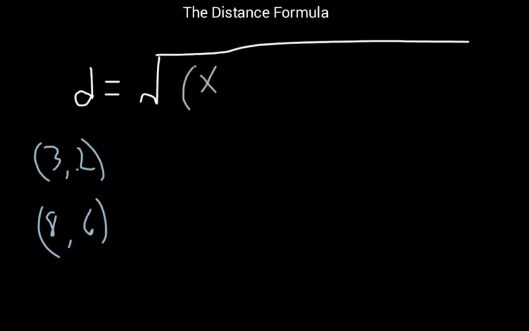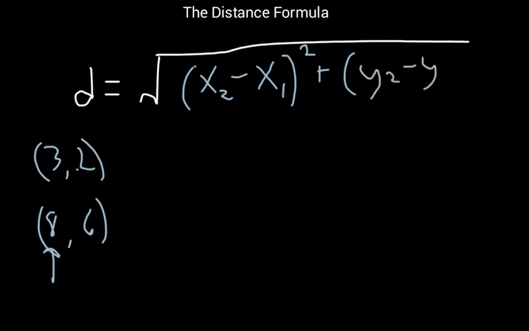the difference of the x coordinates, x2, which we'll call this x2 right here, 8, minus x1. This is just a subscript, it doesn't mean to a power, it just means we've got 2 x coordinates, one of them is 8 and one of them is 3, and we have to use the subscripts to identify which one we're referring to. Then we square that. Then we find the difference between the 2 y coordinates, and we square that. Then we add them up and take the square root.